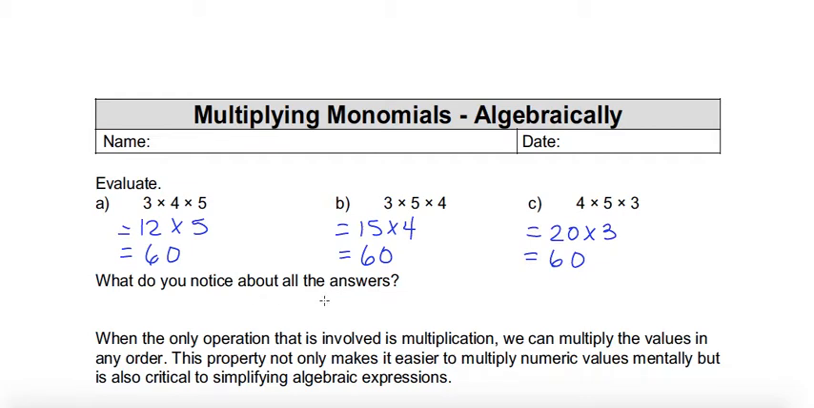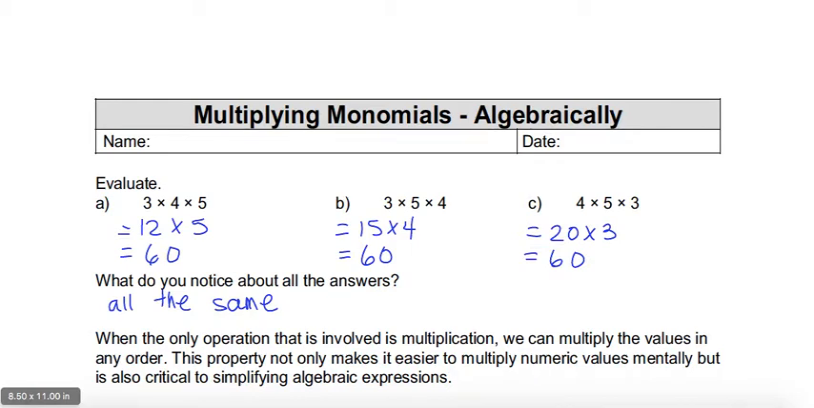So what do you notice about all the answers? You should notice that they are all the same. So even though the numbers in the questions were in different orders, they all got the same answer because we're all multiplying these terms together. So when the only operation involved is multiplication, we can multiply the values in any order.